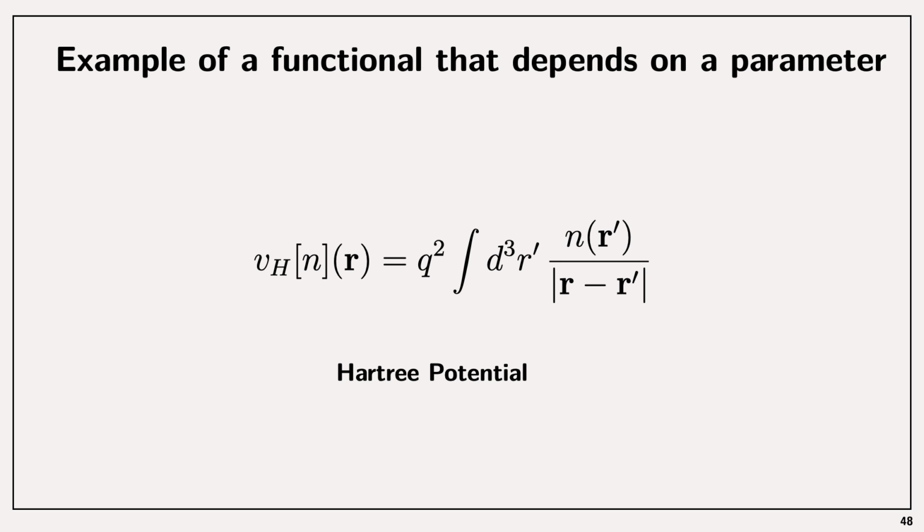But this is complicated in the sense that n is a function, right? It's a density, so it's a function in the sense that it returns a number for every position in space. Now the Hartree potential depends on that function, and therefore it fulfills the criteria to be a functional. This is called the Hartree potential. We are going to see in a few minutes how we can get the potential from the energy. That's something that we will do by the end of the screencast.